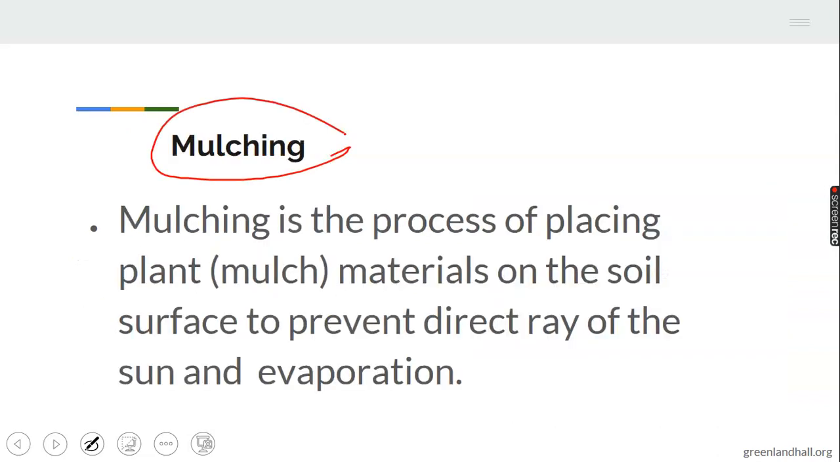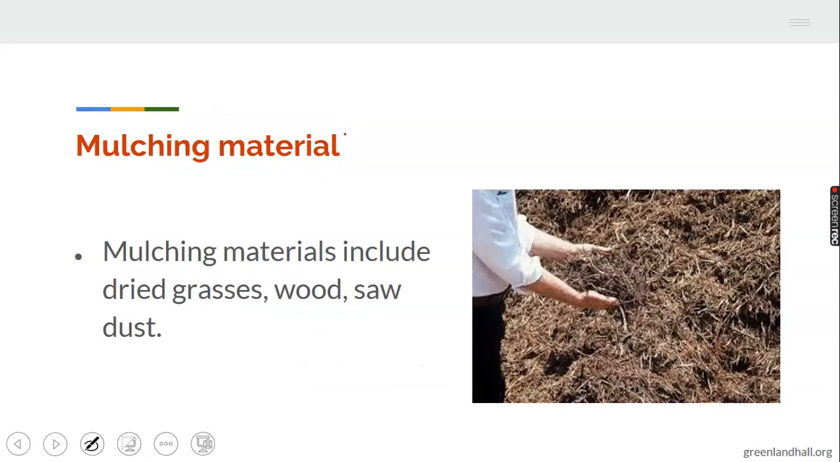Take note of the word mulching. The farmer placed plant materials. This is a farmer precisely placing plant materials on the surface of the soil to prevent evaporation. Mulching materials include dry grasses, wood, sawdust. These are examples of mulching materials.